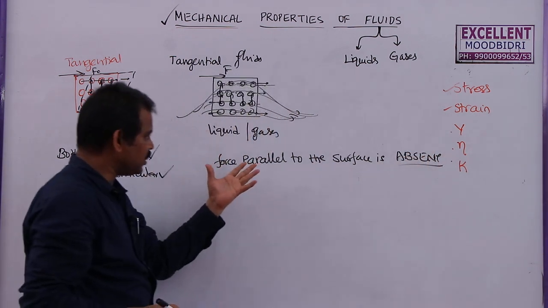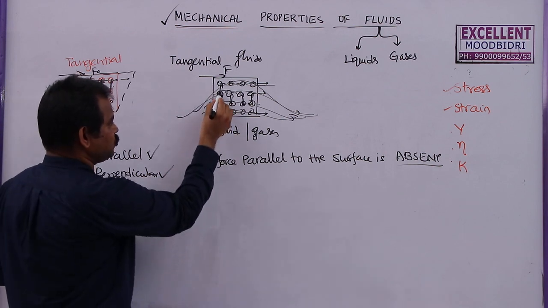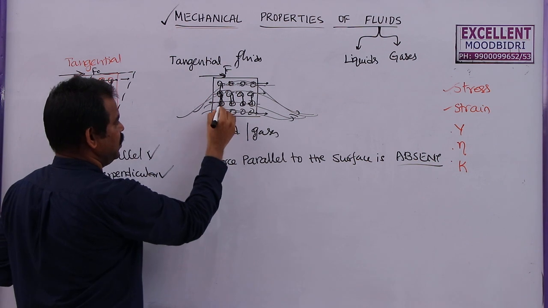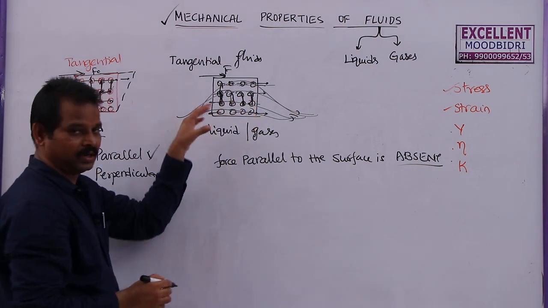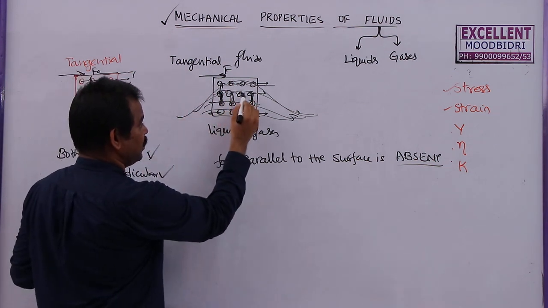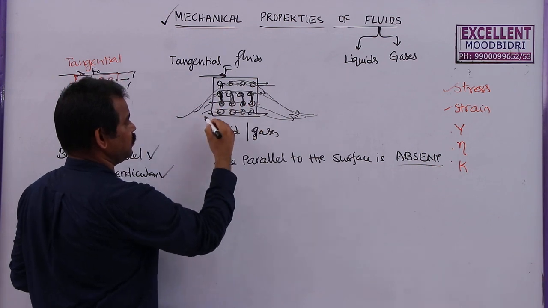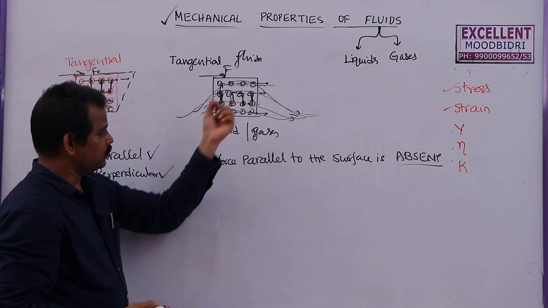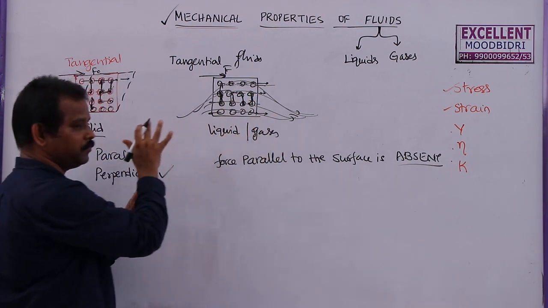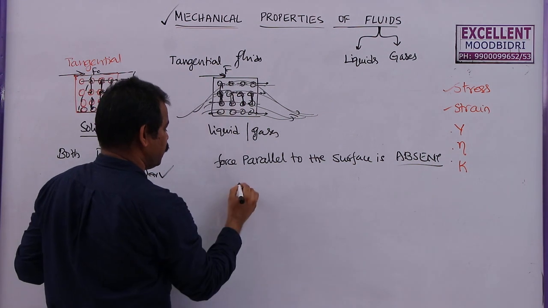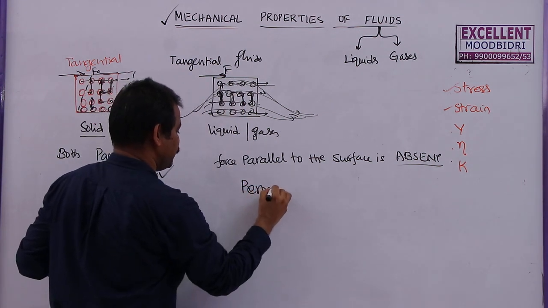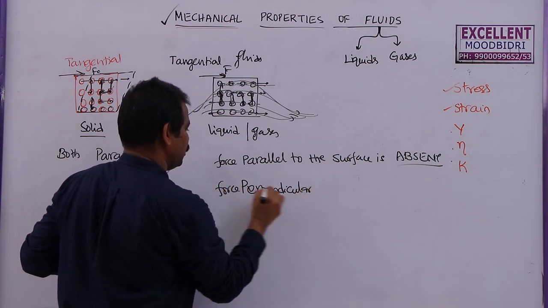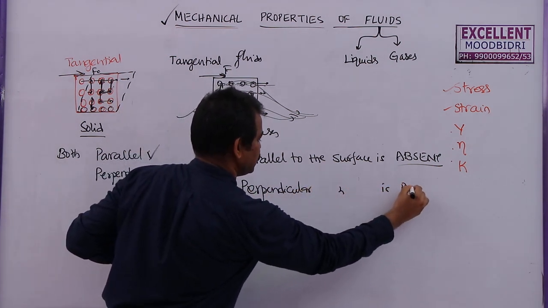So, when this force is absent, generally what happens? These two will try to attract with each other perpendicular to the surface or perpendicular to the force, but these two will not attract with each other. This will try to move in this direction, or in another direction, because there is no force of attraction between these two. That's why generally whenever force is applied, the force perpendicular to the surface is present here.